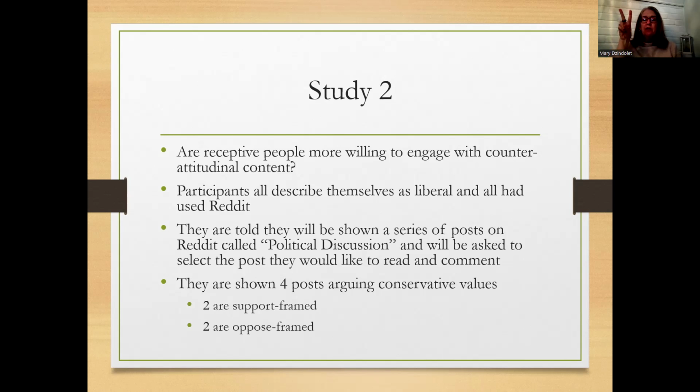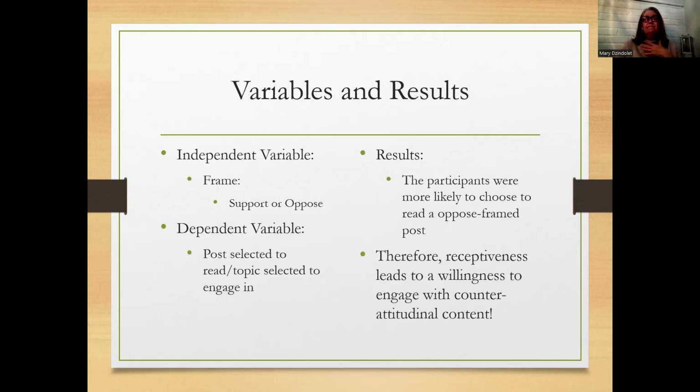But 2 of the posts were framed with support frame messaging, and 2 of them were framed with opposed frame messaging. And so they're shown all 4 of them, and they're looking, okay, which one are they going to choose to read and write comments in, to engage in? So the independent variable was the frame, support or oppose, and the dependent variable was which post did they select to read, which topic did they engage in.